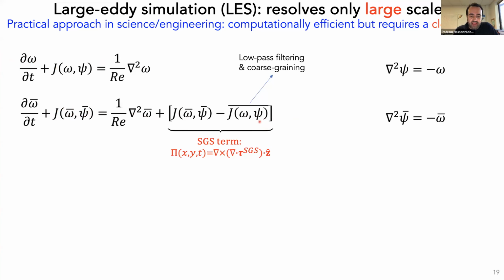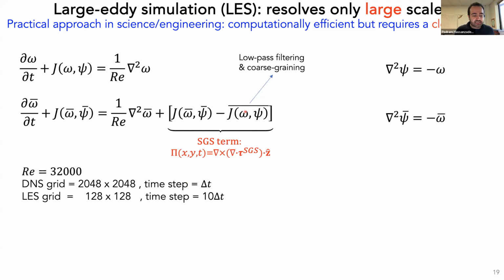But at the end of the day, we will end up with a term like this that I'm going to call pi. This is the subgrid scale term that we can't close. We can't explicitly write this term in terms of psi bar and omega bar. Sometimes you see these written in terms of those prime terms. And this is basically where the effect of the smallest scales are. Now, the computational advantage of LES is clear: we need much lower spatiotemporal resolution to solve these LES equations. However, the disadvantage is that we need a closure model.